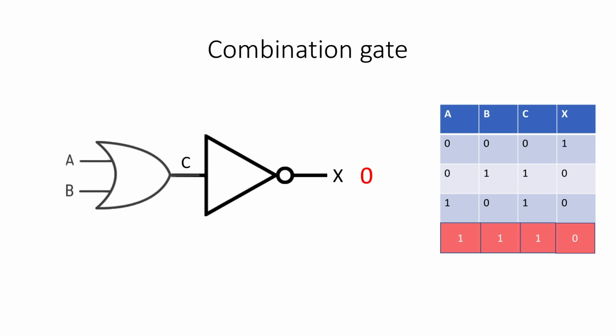So there you have your combination gates. This is how you fill in your truth table for your combination gate.